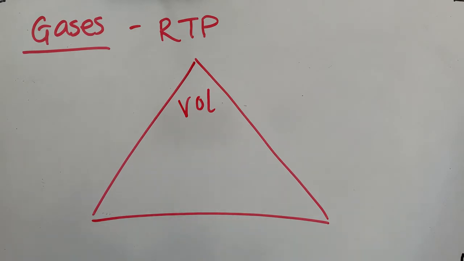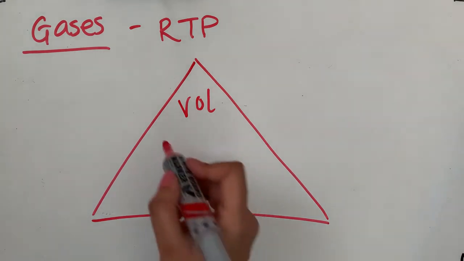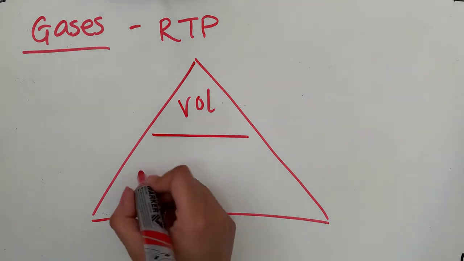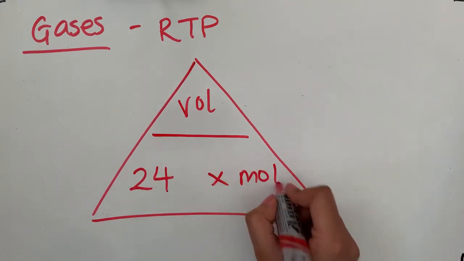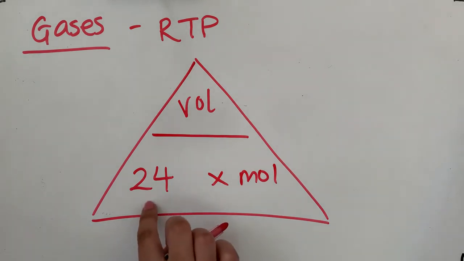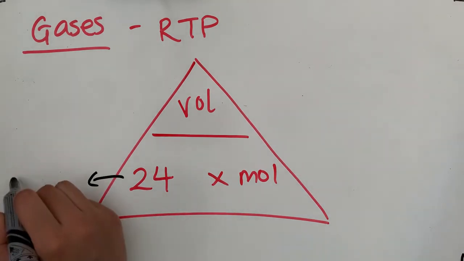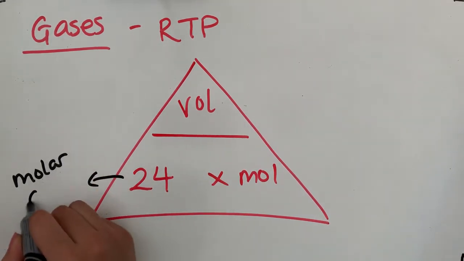We don't really look at the masses of gases. So we refer to the volume, and that is the number 24 multiplied by the moles. Now this 24 over here, we are referring to the molar gas volume, and I'll explain in a second what that means.